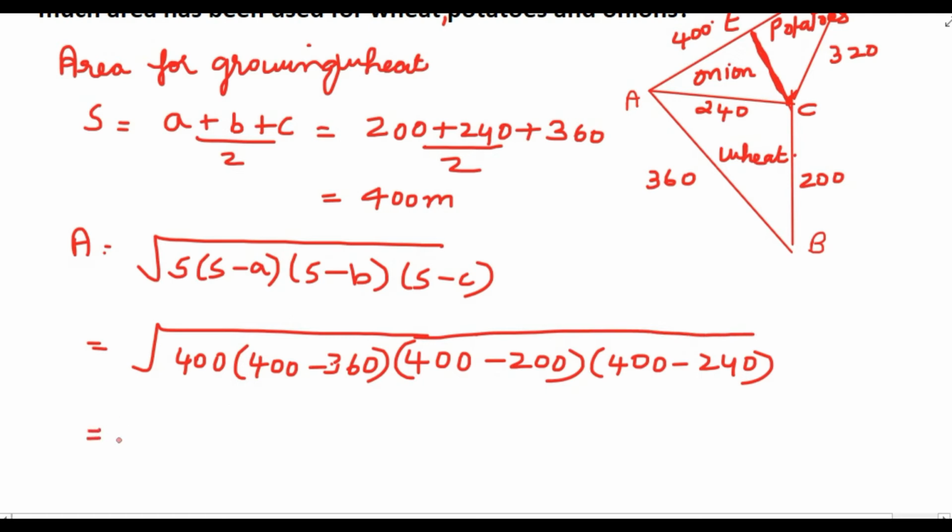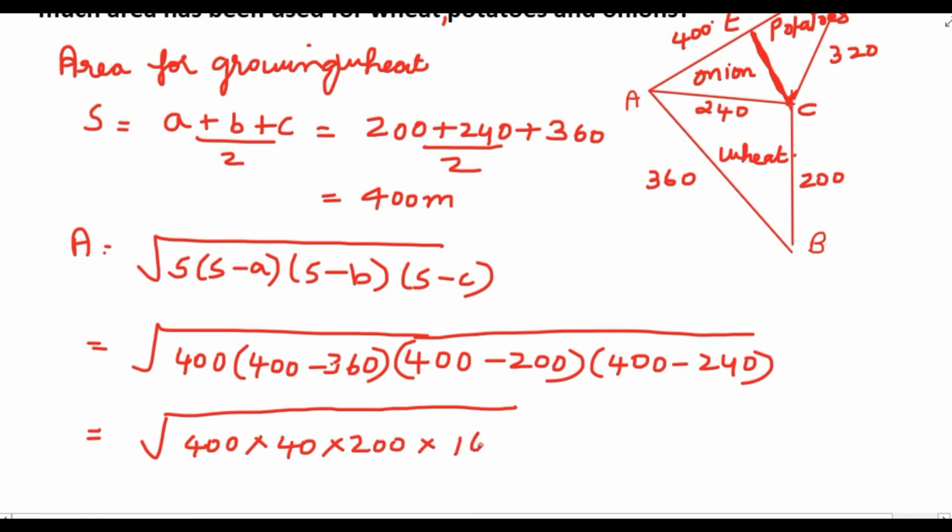Now we will simplify this. Square root of 400 into 40 into 200 into 160. So when you simplify this, you will have 16,000 root 2 meter square. 60,000 root 2 meter square area is needed for growing the wheat.